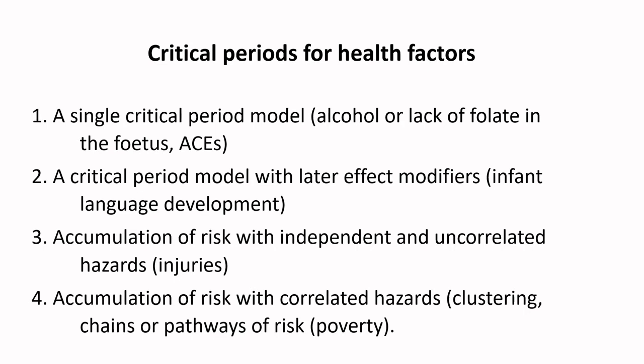The influence of determinants within the life course pathway has been conceptualized in 4 different ways. A single critical period model, for example, lack of folate. A critical period model with later effect modifiers, for example, infant language development. Accumulation of risk with independent and uncorrelated hazards, for example, injuries. Or the accumulation of risk with correlated hazards, for example, risks associated with poverty.